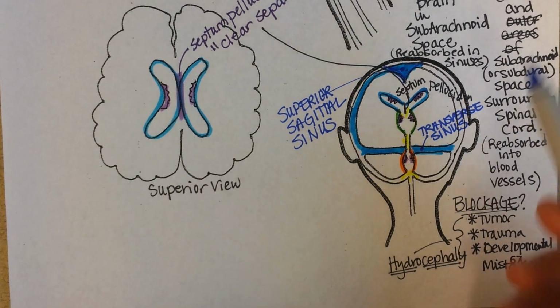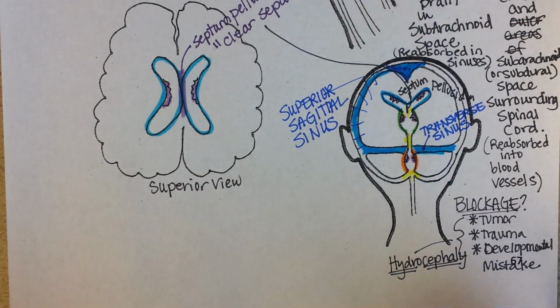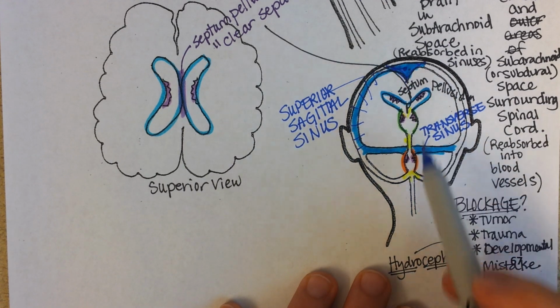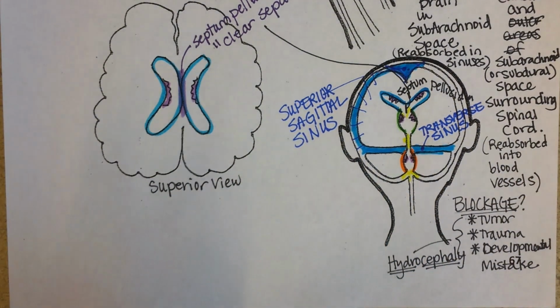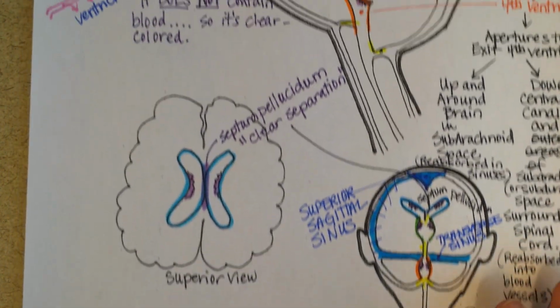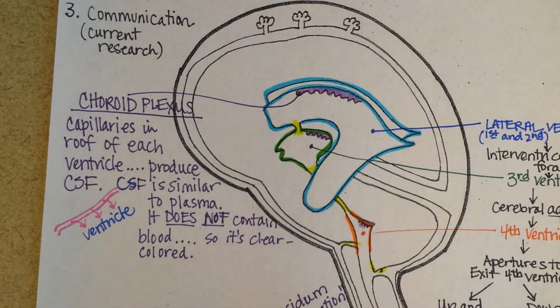If you redo your notes or something, I wish I had not colored in the blood here. Not to say there's no blood on the surface of the brain there, but that's not a sinus. So you've got the superior sagittal sinus, and then the transverse sinuses that can reabsorb cerebrospinal fluid. Okay, now we'll take a look up here more closely at the movement of the CSF.